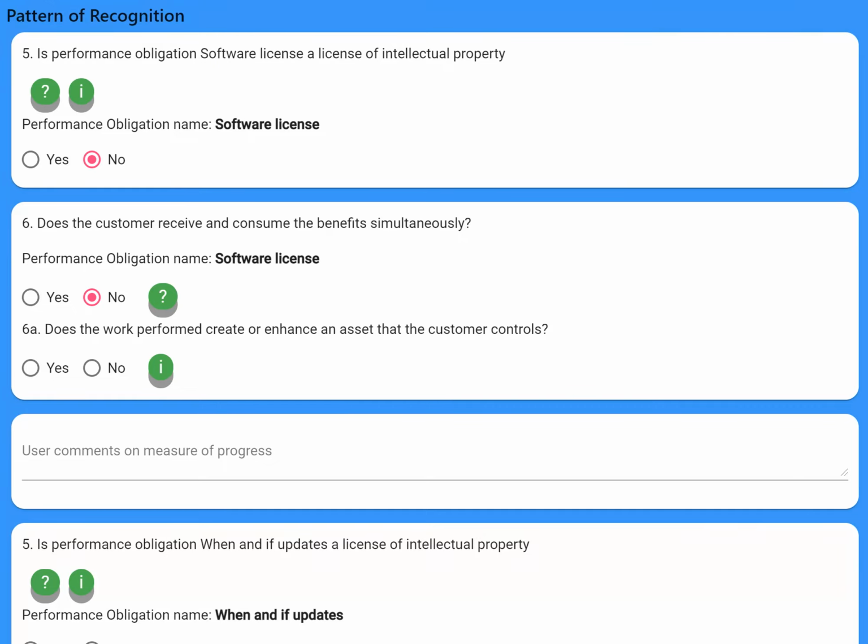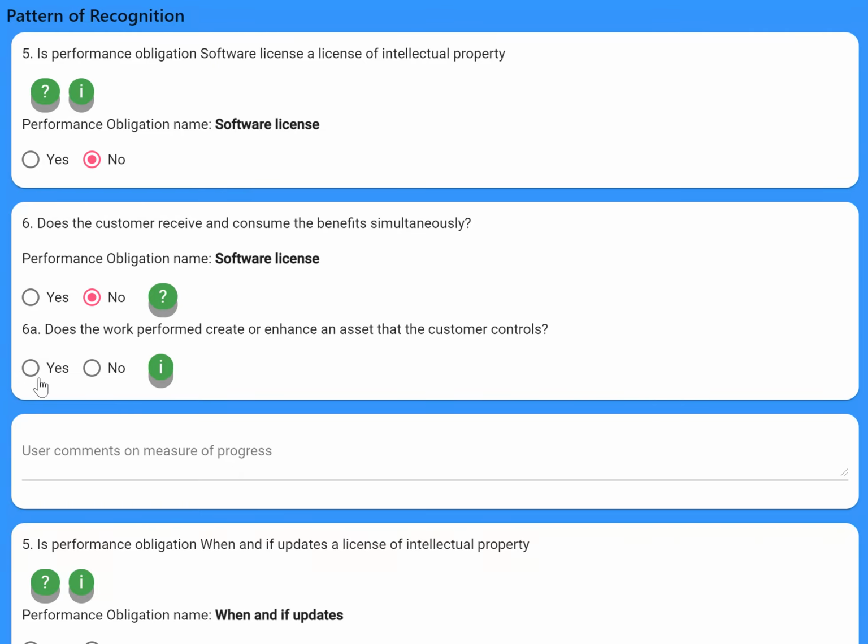So the next question, which is the second of the 3 criteria for over time recognition, is, does the work performed create or enhance an asset that the customer controls? So if the work being performed is creating or enhancing an asset that the customer controls, then the performance obligation would be recognized over time. You might have a highly sophisticated piece of equipment, a satellite or something to that effect, that the customer actually owns, and you're being engaged to perform specific services on that highly customized piece of equipment. In that case, you're creating or enhancing an asset that the customer controls.